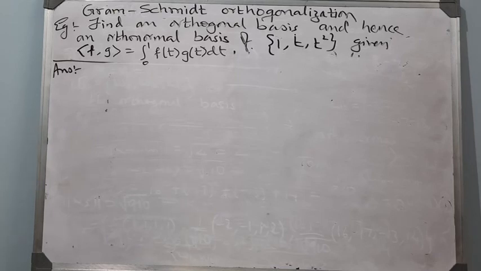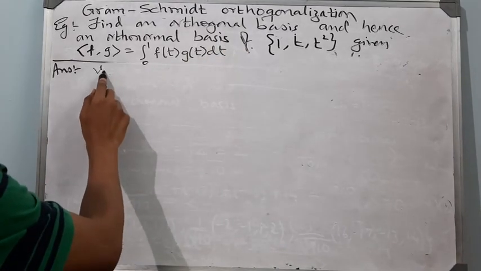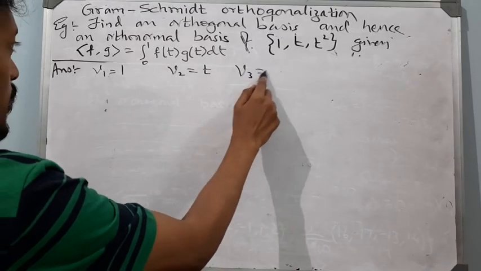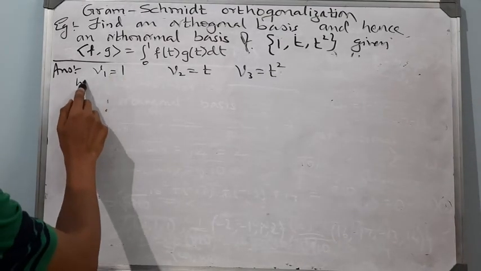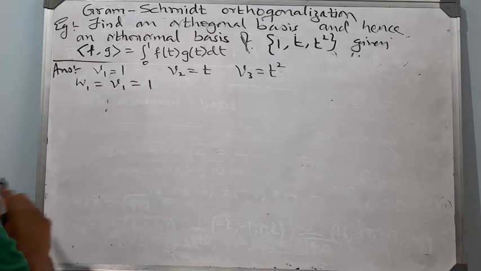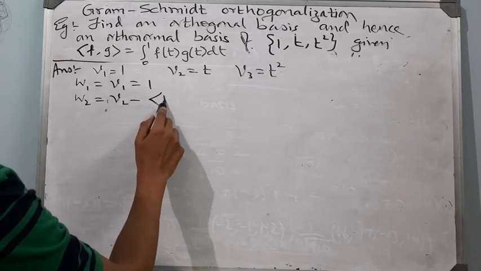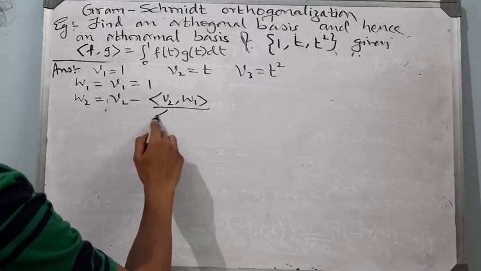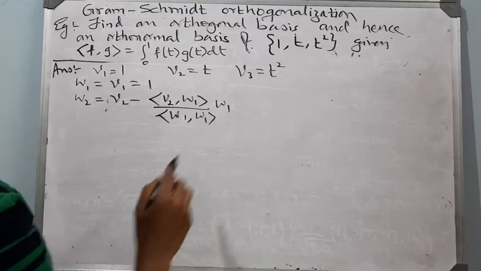In this example, we will find an orthogonal basis and hence orthonormal basis of 1, t and t squared. So we will call v1 as 1, v2 to be t, v3 to be t squared. The process is going to be the same. So w1 is v1, which is 1. W2 is V2 minus V2 W1 over W1.